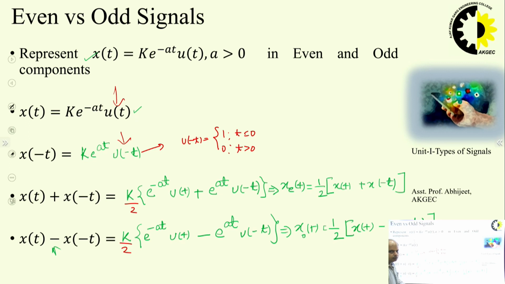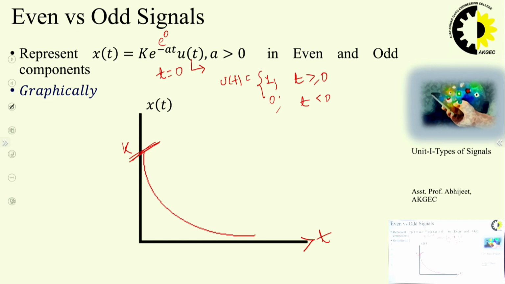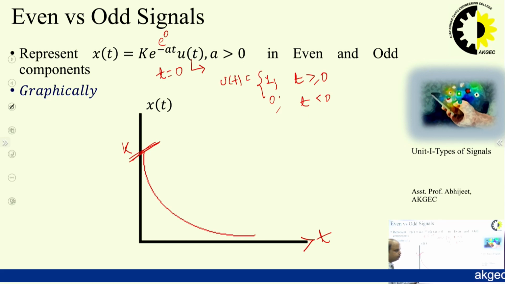So this is straightforward. Now graphically, if we do this, we will also find that there is one more thing to look into, that I have also provided in terms of limit, but graphically it is more clear. Suppose the x of t looks like this. The x of t is k e raised to the power minus at u of t. U of t means it starts from 0 and goes to infinity on the right hand side. At t is equal to 0, if we put, we will get e raised to the power 0, which is 1, and k. So value at t is equal to 0 is k, and this is in the first quadrant. The signal is in the first quadrant.